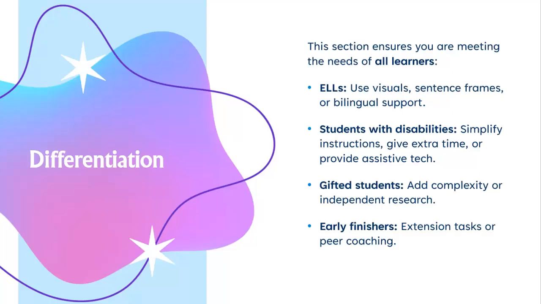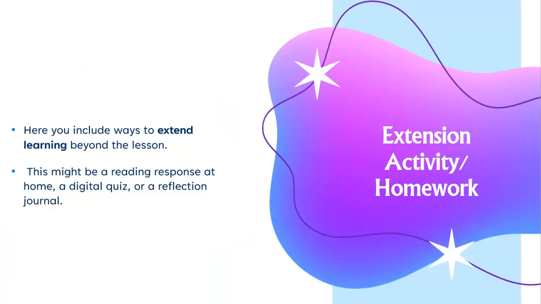Differentiation. This is just different ways of tweaking your teaching style to accommodate the needs of your students. ELLs are English language learners. Use visuals, sentence frames, or bilingual support. For students with disabilities, provide assistive technology or extra time on activities. For advanced learners, give them something that sparks their mind, that makes them want to go the extra mile. Give them something complex. And for early finishers, always have something as a backup for them to do.